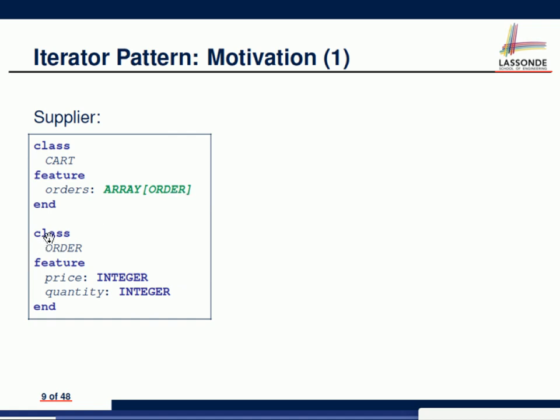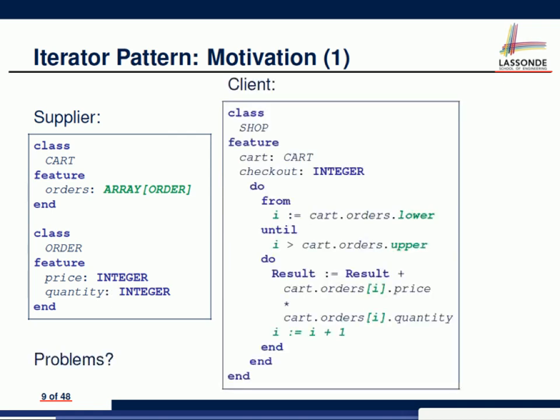And then we also have a second class called order. The order simply has price and quantity. So if I want to know the value for a particular order, multiply price by quantity. From the client side, I have another class called shop, so we have three classes in the context. And then we have a cart of type cart over here. For the checkout, it's going to return how much you have to pay according to your cart. It simply goes through a loop, multiplies everything, and adds them up.